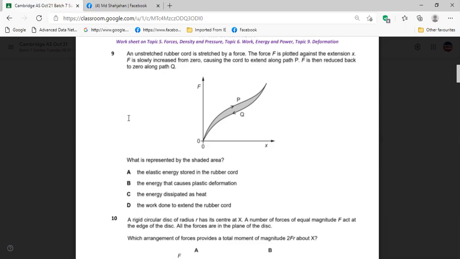Okay, so it's going from 0 through P, then returning back to 0 through Q. What this shaded part is representing, you have to find. First, we are extending the cord, then it's returning back to the original position again through path Q. So, what is the shaded area showing you?